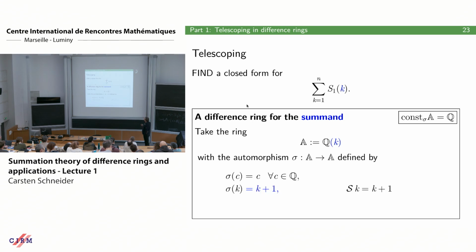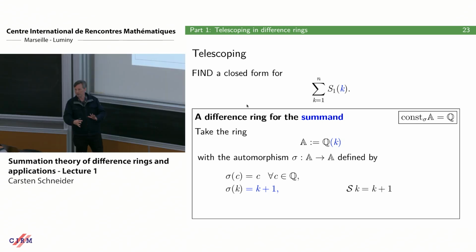Okay. Now let's look at the summand. There is a k involved. So I introduce a new variable. In this case, this is a rational function field. So it's a polynomial ring, and then I do the quotient. So k is transcendental over Q. And the automorphism is defined in such a way that I have this shift behavior. If I shift the variable k, it should be k plus 1.